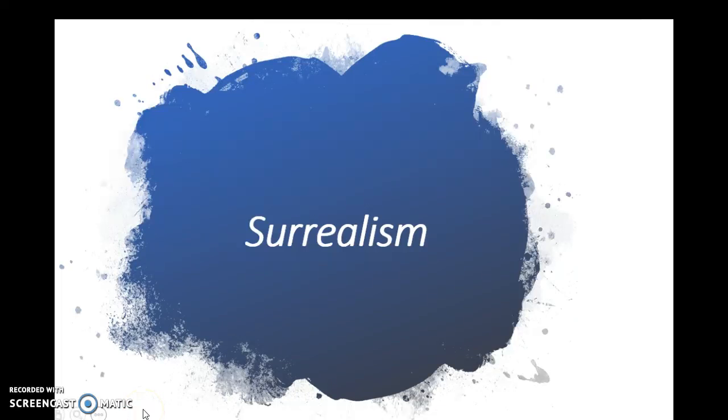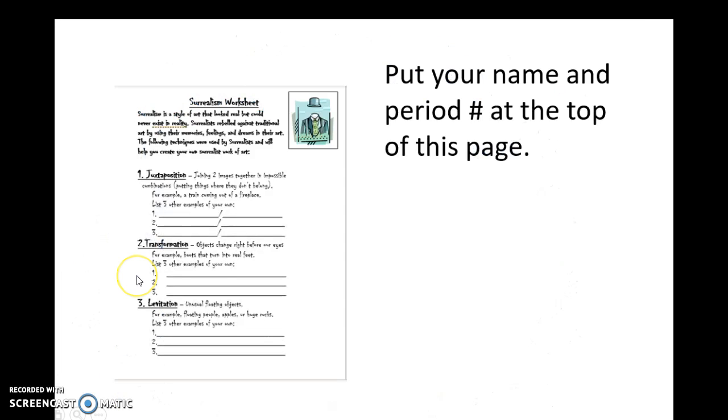Right, in this video we're going to talk about surrealism and different ways of making art so that it looks surreal. You are going to get a worksheet that looks like this, and I want you to put your name at the top of this worksheet along with your class number or your period number. On this, there are different examples. There are 6 different examples, as a matter of fact, on how you can show surrealism.